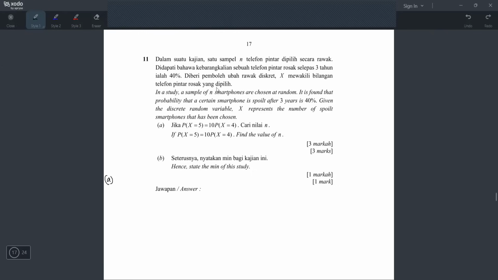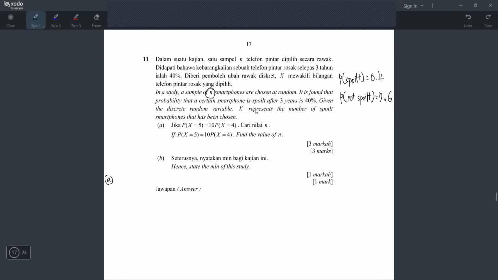Okay, let's go. In a study, a sample of n smartphones are chosen at random. So the n they never gave us, right? It is found that the probability that a certain smartphone is spoiled after 3 years is 40%. So the probability of spoiled is 40%, which is 0.4, 40 divided by 100, right? Then what is the probability of not spoiled? It will be 0.6. Okay, 1 minus 0.4 is 0.6.